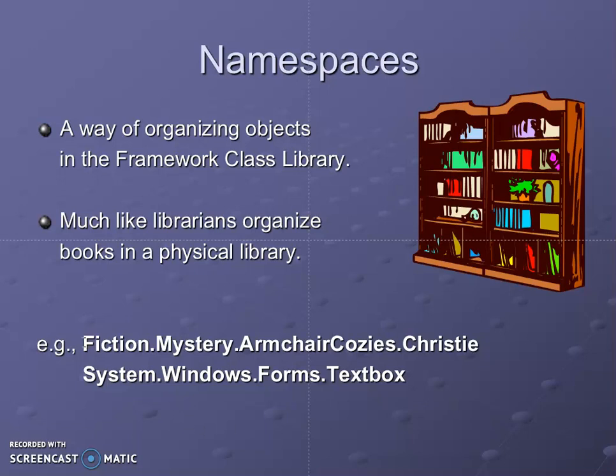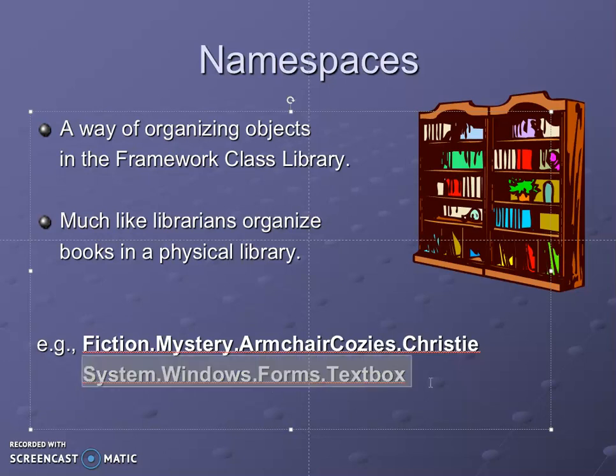So, for example, in an actual library, if you're looking for an Agatha Christie novel, they say, okay, go to the fiction section, and then within the fiction section, there's a mystery shelf, and then within the mystery shelf, there's a special shelf for the armchair cozies, which is the type of mystery that you want, and then on that shelf, you'll see Agatha Christie. Okay, so it's a very specific chain of organization that you would have to follow to get to that book. And in the framework class library, we use that same type of organization. There's a namespace called System. Within that namespace, there's a namespace called Windows. Within that namespace, there's a namespace called Forms. And then finally, you'll get to the text box that you're looking for, or the label that you're looking for.